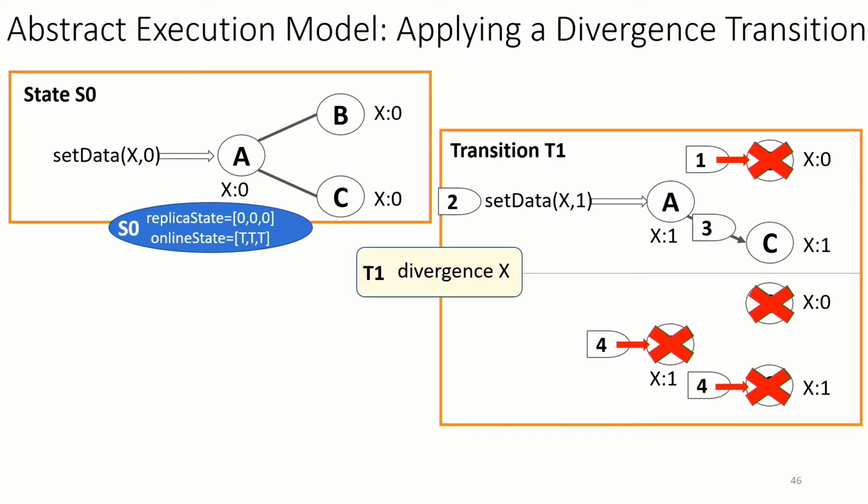And each state has a bunch of enabled transitions. Let's say we pick the divergence transition, which represents a divergence scenario where we crash replica B first and then inject a write operation.